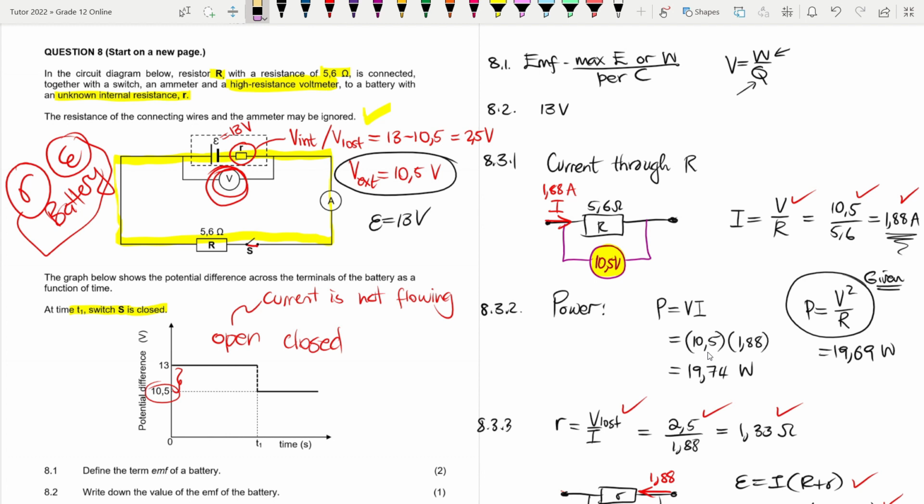Just be careful with V lost. V lost is always going to depend on what resistance you're adding or removing. So V lost is going to change, as well as V external. Okay. Now what else do we do?